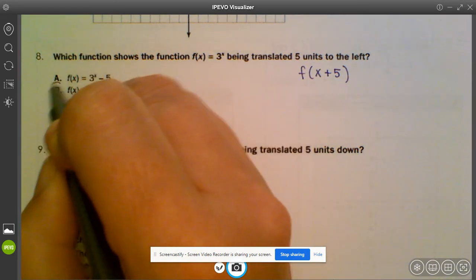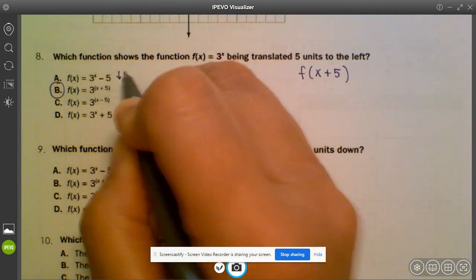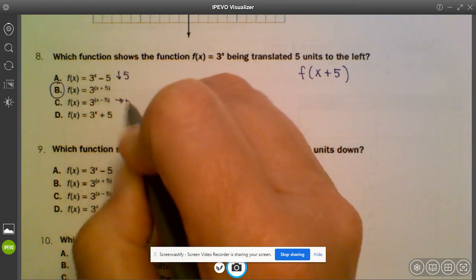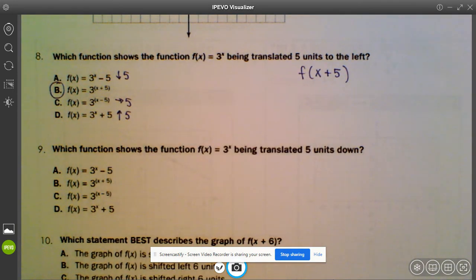Well, this is the only one. Just so you know, this one goes down 5. This one will go to the right 5, and then this one shifts up 5, just in case you wondered why the others didn't work.